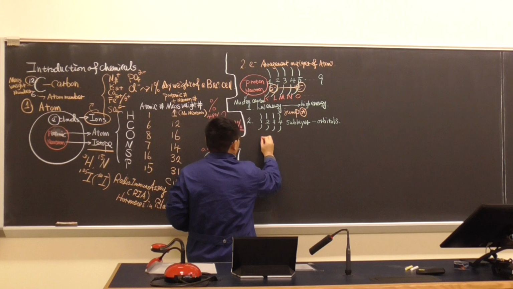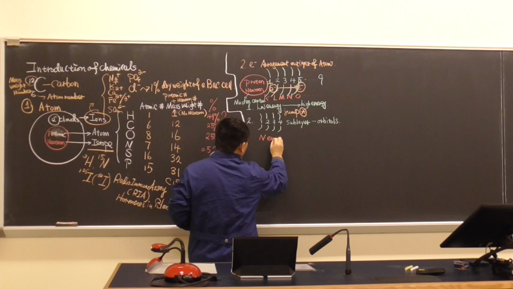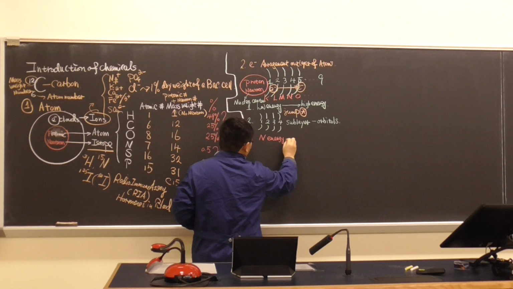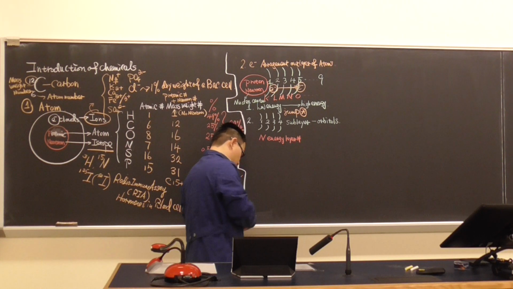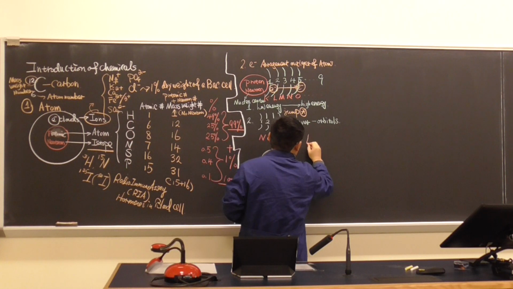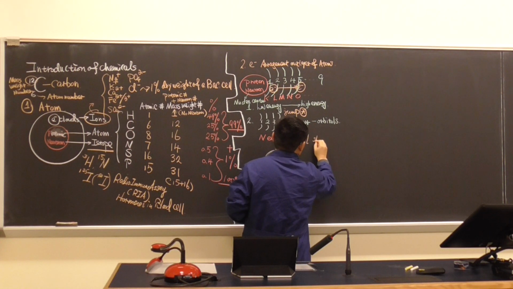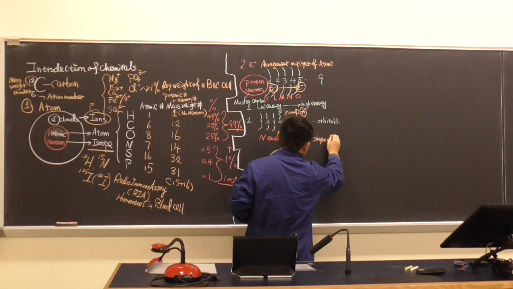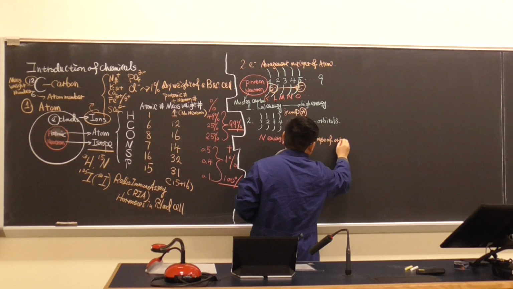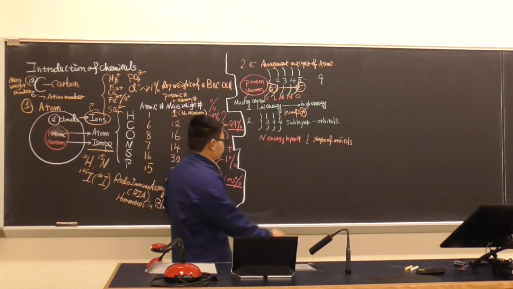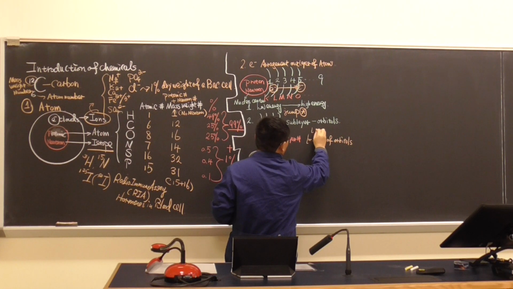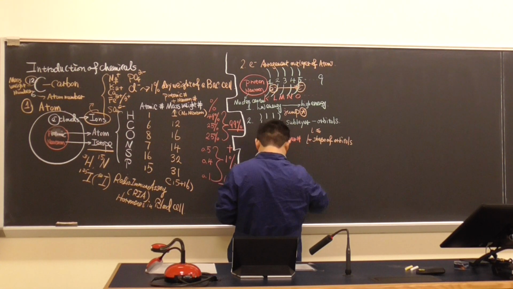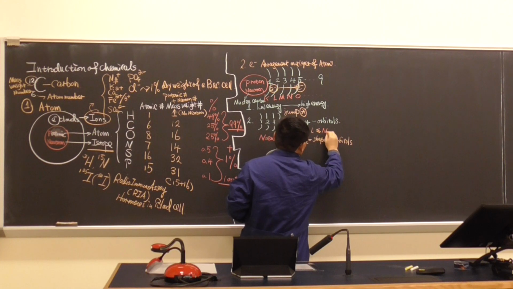We give N as the energy layer number, and L is the shape of orbitals. Now what is the formula for that? The formula is L is less than or equal to N minus 1.